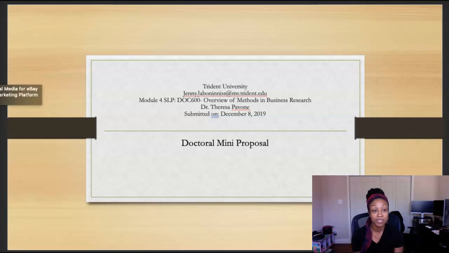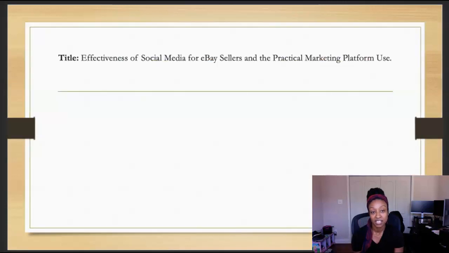I will be discussing my mini proposal outlined through PowerPoint. The first slide is the title of my study, which is The Effectiveness of Social Media for eBay Sellers and the Practical Marketing Platform Used. I'm conducting this research to explore how eBay sellers engage, enable, and retain their social media platform.